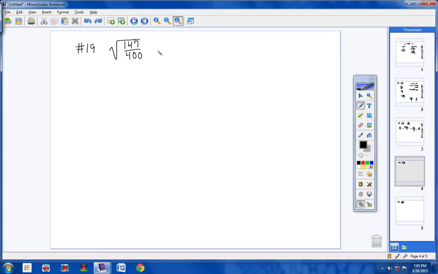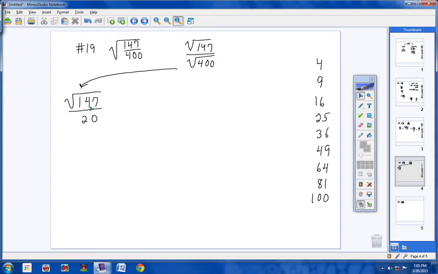Okay, step 1. Let's go ahead and split the square root up, okay? So square root of 147 over the square root of 400. Next, do I know the square root of either one of these two? Well, this one I do, because 20 times 20 is 400. So the square root of 400 is 20. So now I have the square root of 147 over 20, okay? Now, next, I want to see if I can simplify 147.